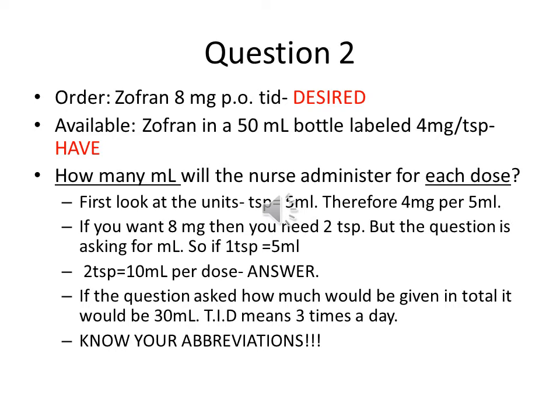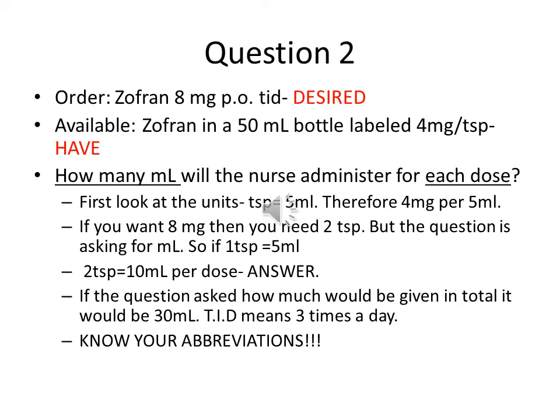So the first thing you want to do is figure out how many milliliters are in a teaspoon, and there are 5 milliliters per teaspoon. There's 15 milliliters in a tablespoon, so make sure you know your units. TSP is teaspoon. TBSP, I think, is tablespoon. Don't quote me on that for sure. But now that you have your 5 milliliters, you're going to see what they're asking for. Your order is 8 milligrams, okay?